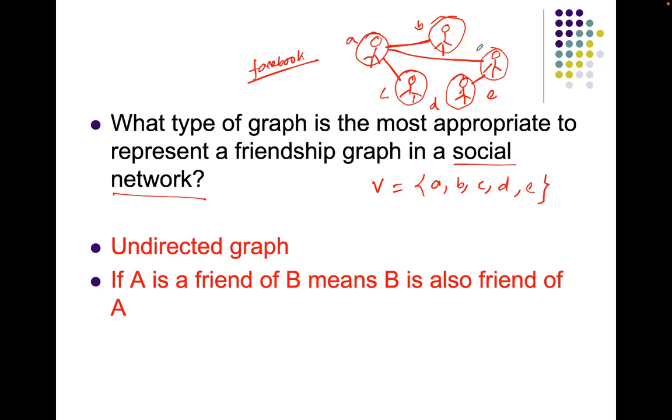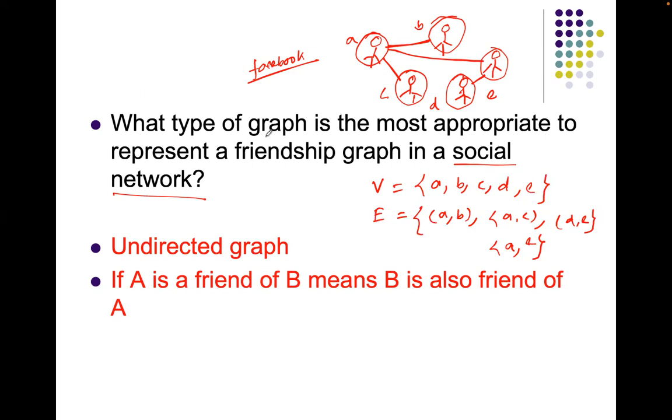A friendship happens between 2 persons. A friendship means an edge, a pair of nodes. So in this graph we can represent the friendships as a set of edges. Here you can see that we have edges A-B, A-C, D-E, and A-E. So you are seeing an example of where we can use a graph.